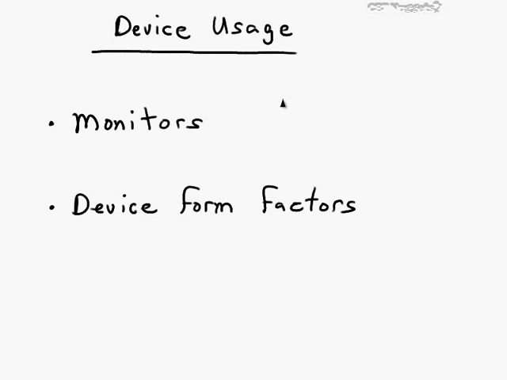Device usage. In this nugget, we spend some more time on form factor, first examining the monitor as an output device and the basic differentiations between the types of monitors. Then we look at various device form factors. For instance, what is the difference between a desktop PC, a workstation PC, and a server?